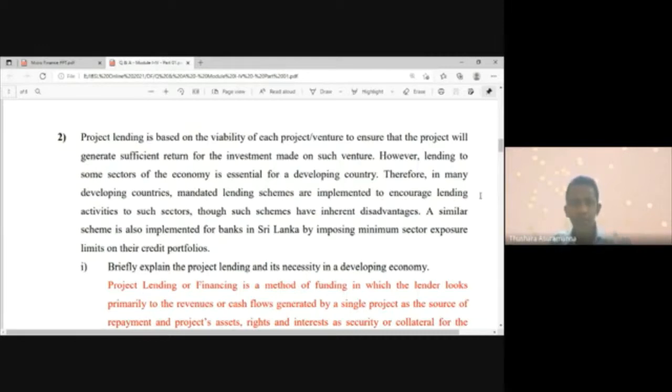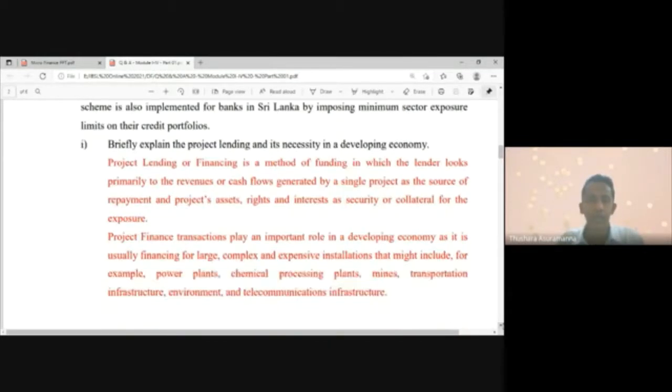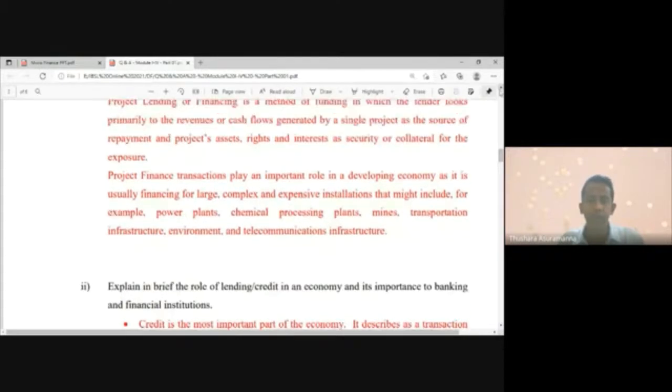The last line is basically a minimum sector exposure. That's about agree. So whether it's right or wrong, there may be arguments pro and cons, but that's the kind of government initiatives we have taken. So answer to question one is: briefly explain why project lending is necessary in a developing economy. I think this is the kind of answer.